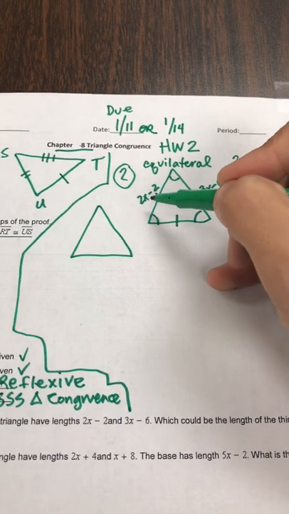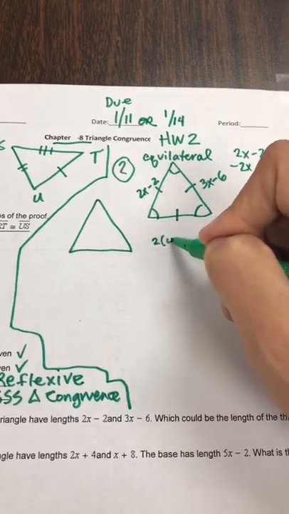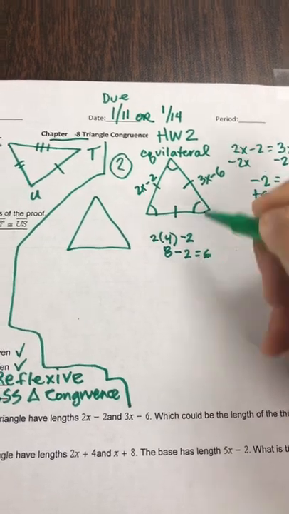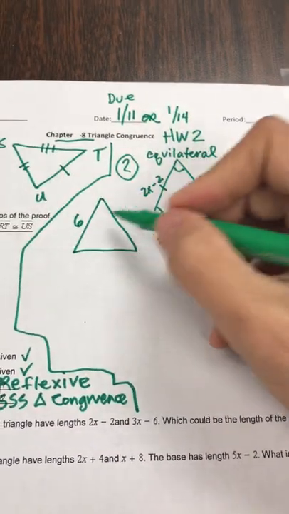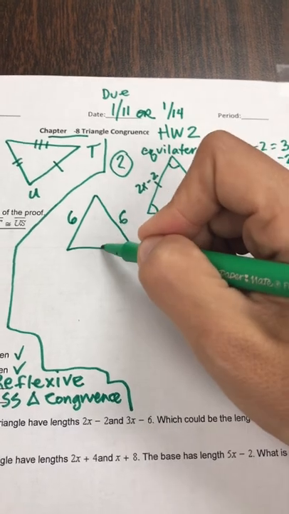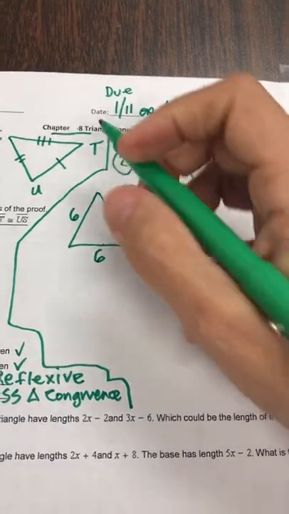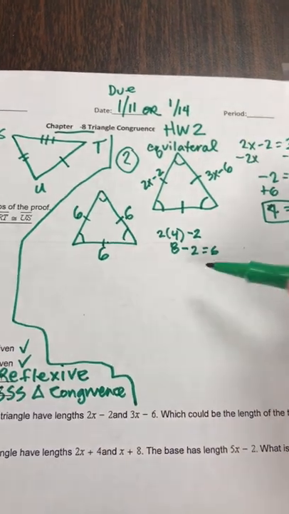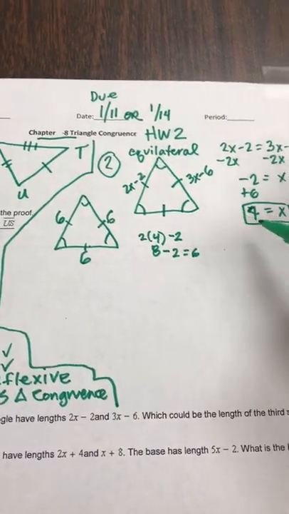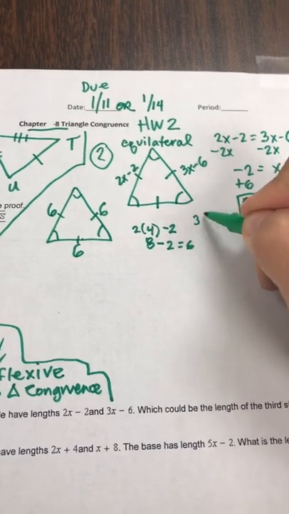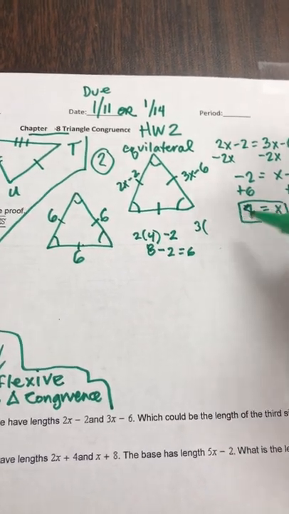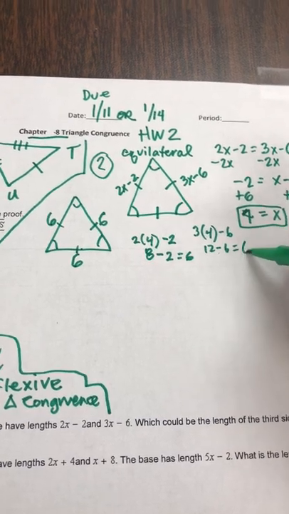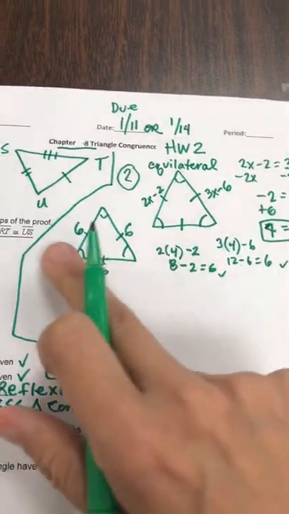So if I plug 4 back in, I get 2 times 4 minus 2. Okay? So if it is in fact equilateral, all the sides have to be the exact same number, because that's what equilateral means. All angles equal, all sides equal. Okay? Now if I plug 4 back in here, 3 times x, we think x is 4. So 12 minus 6 is also 6. Okay, so that's another way to double check our answer.